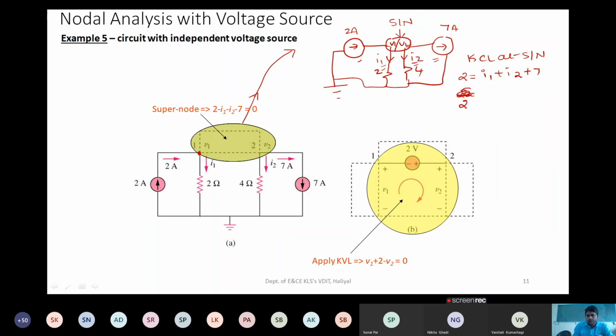If you rearrange this term, I will get 2 minus I1 minus I2 minus 7 equal to 0, which is the same as this equation. Okay. So is that clear to everyone? At this point, if you have any confusions, please let me know.